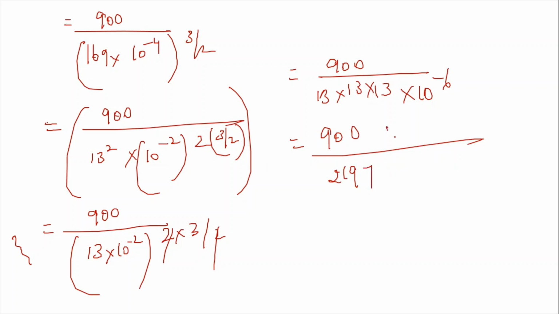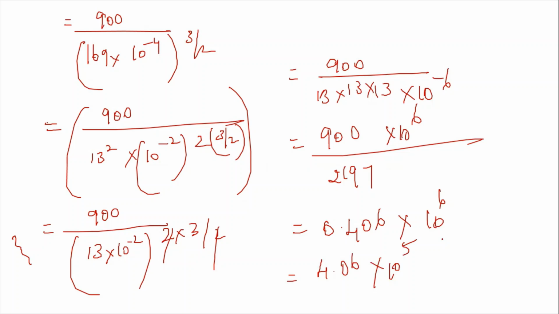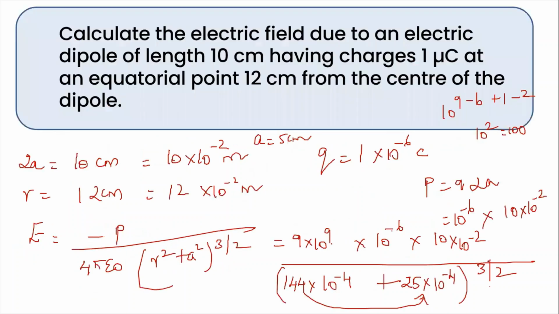This power, let it go to the numerator, so it becomes 10 power 6. When you divide this, you will get 0.406 into 10 to the power plus 6, that is equal to 4.06 into 10 to the power 5. What is the unit for electric field, by the way? Newton per Coulomb, or NC minus 1. So I hope you have understood the sum. First of all, you write the data, write the formulae, and then simply substitute the values and do the calculations carefully so that you get the proper answer.